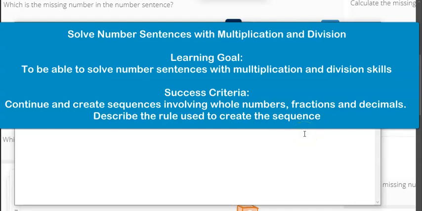This skill is to solve number sentences with multiplication and division. This can be found in the patterns in algebra skill in the number and algebra strand on essential assessment. The learning goal is to be able to solve number sentences with multiplication and division skills. And the success criteria is to continue and create sequences involving whole numbers, fractions, and decimals, and to be able to describe the rule used to create the sequence.